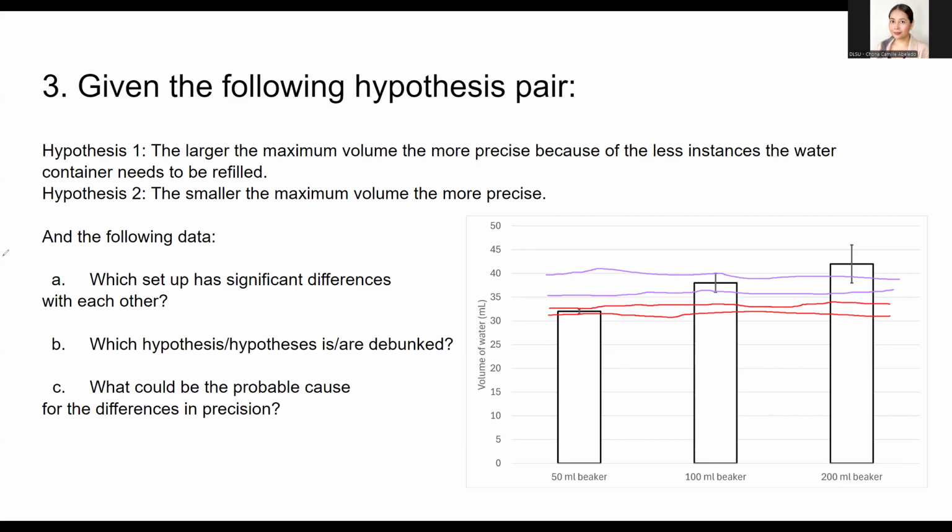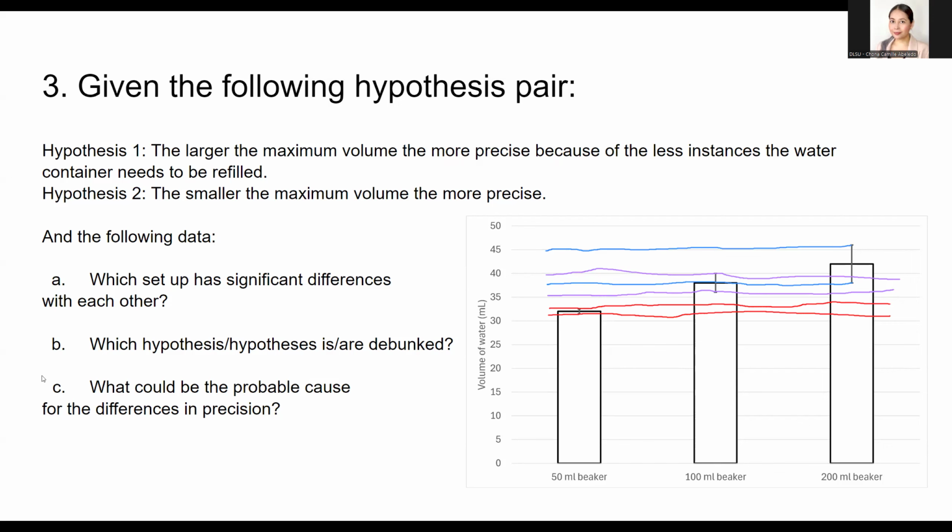And if we repeat the same kind of drawing with the 200 ml beaker and extend its lower bar to the left and its upper bar to the left, you can see that the error bar of the 200 ml beaker does not overlap with the error bar of the 50 ml beaker, but it overlaps with the error bar of the 100 ml beaker. So this means that the 200 ml beaker, again, has a significant difference with the 50 ml beaker, but the 200 ml beaker does not have a significant difference with the 100 ml beaker.